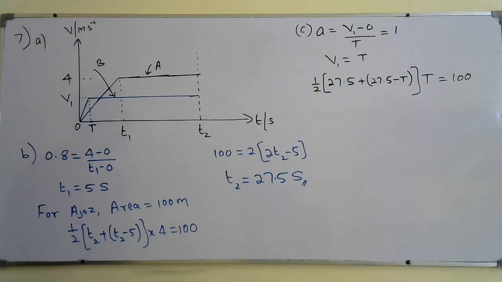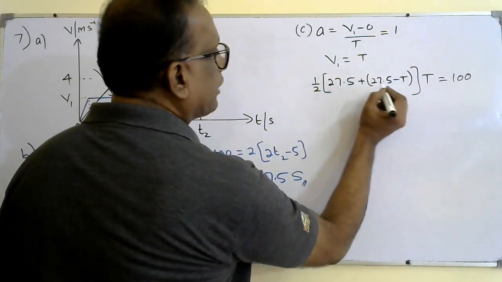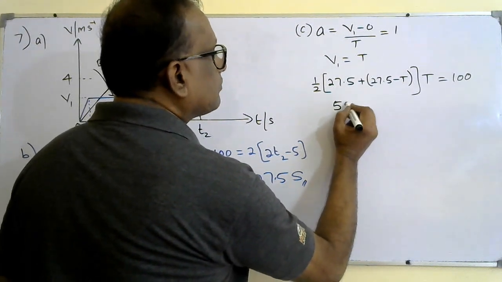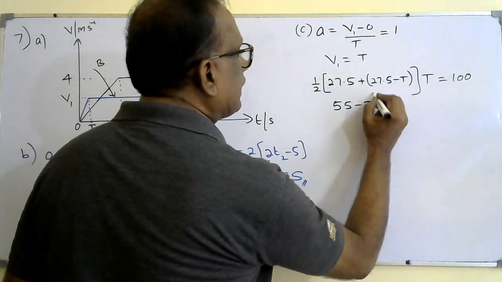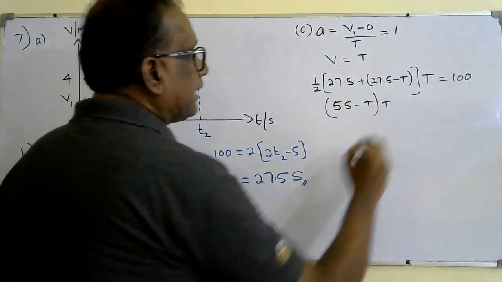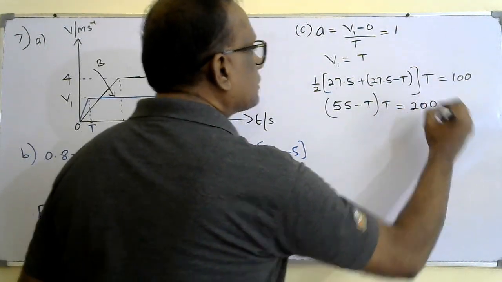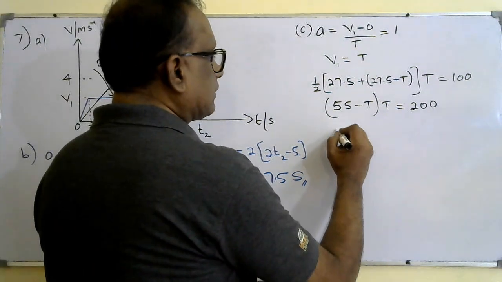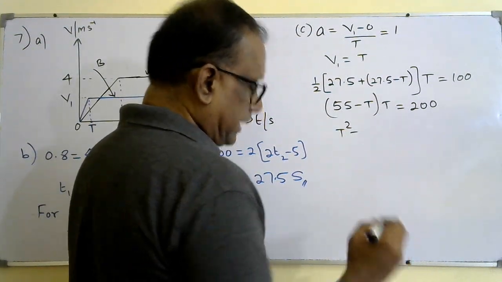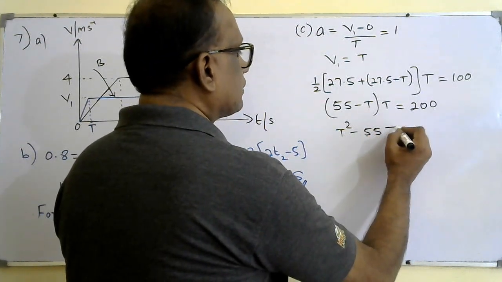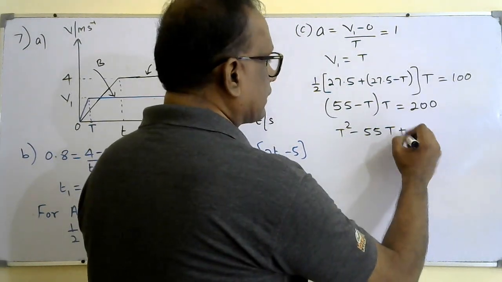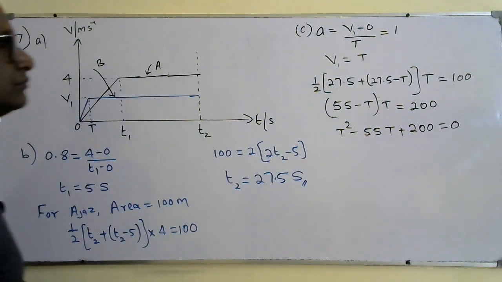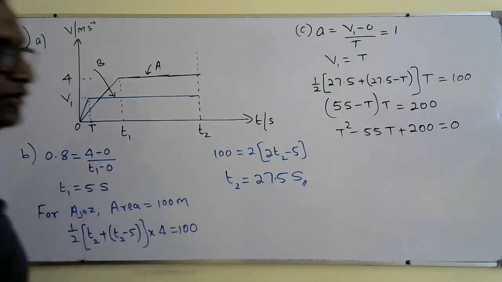Okay, so we need to solve this. Half into 27.5 plus 27.5, that is 55 minus t, into t equals 200. That is t squared minus 55t plus 200 equals 0. It's a quadratic equation. Solve it by using a calculator.